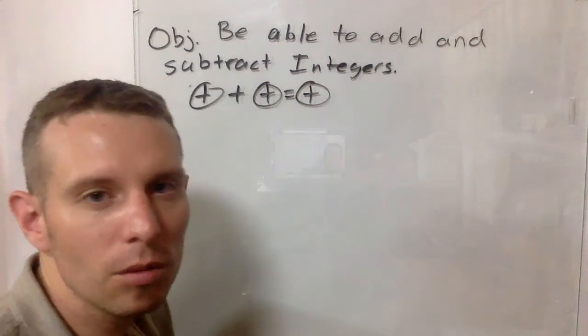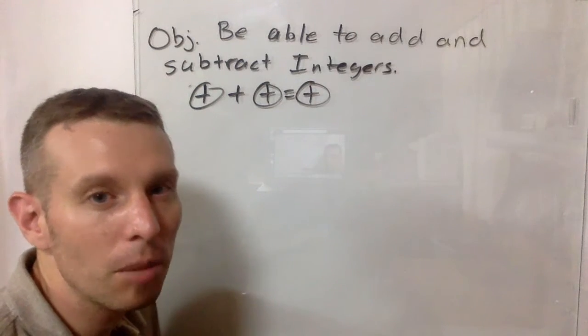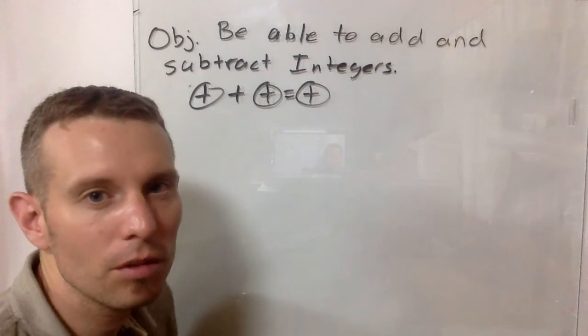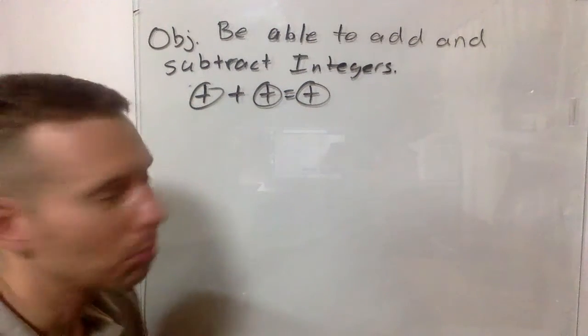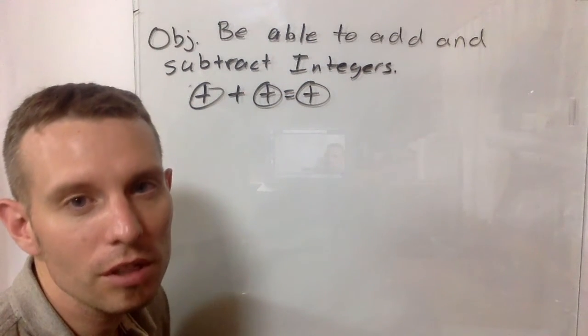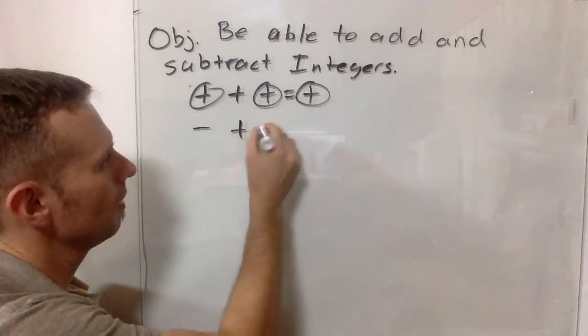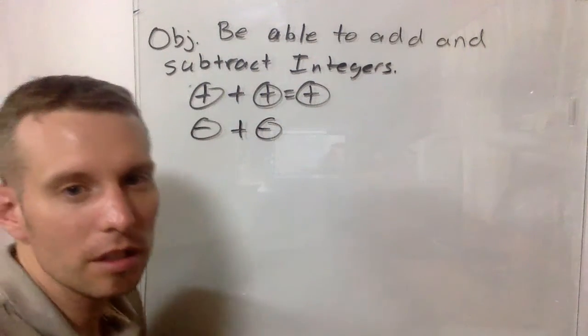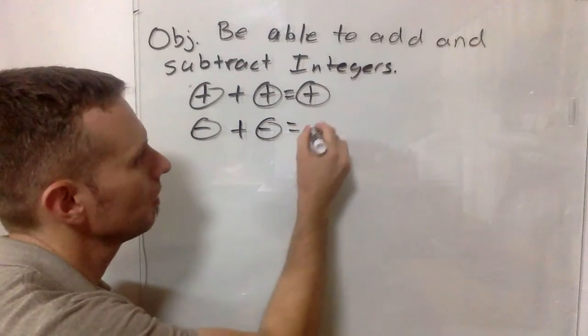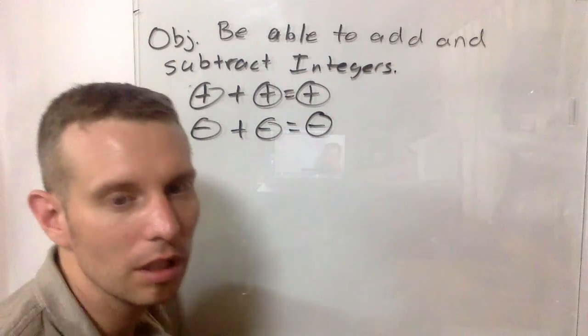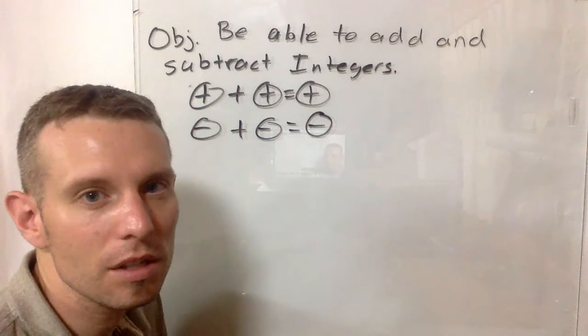okay, and I'm going to circle the ones, meaning that's a positive integer, and this middle plus right here will be the addition. So a positive plus a positive equals a positive. Okay, a negative plus a negative equals a negative. Okay, and I'm going to do an example of these in just a second.